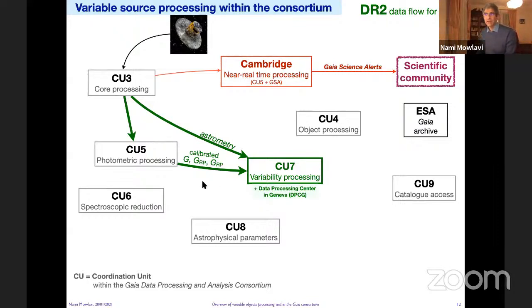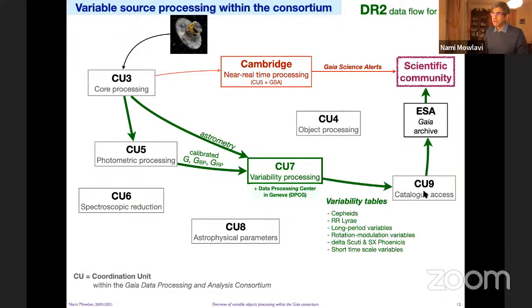I just show here a summary of the processing that deals with the variability processing related to CU7, where for DR2, as an example, the data flow went from CU3 for the astrometry, parallax, proper motions, and from CU5 for the calibrated G, GBP, and RP color photometry, which we use in our variability processing, the result of which are variability tables that are given to CU9, which feeds the Gaia archive at ESA, and which you have accessed since 2 years ago for the DR2.